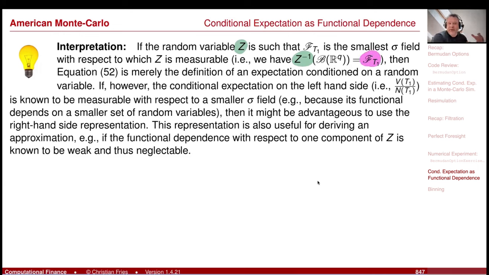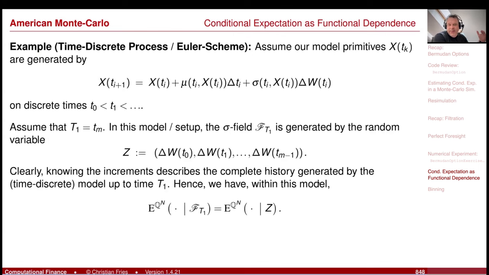So this holds always. For example, in our time discrete Itô stochastic process, this Z is just the vector of all the Brownian increments. So if you know the vector of all the Brownian increments, you know the whole sample path that you have simulated, and you know the condition value. So I can always replace the conditional expectation with respect to FT1 with a conditional expectation with respect to a random variable Z, where the random variable Z is now described by certain values. But of course, this case here would be very impractical.